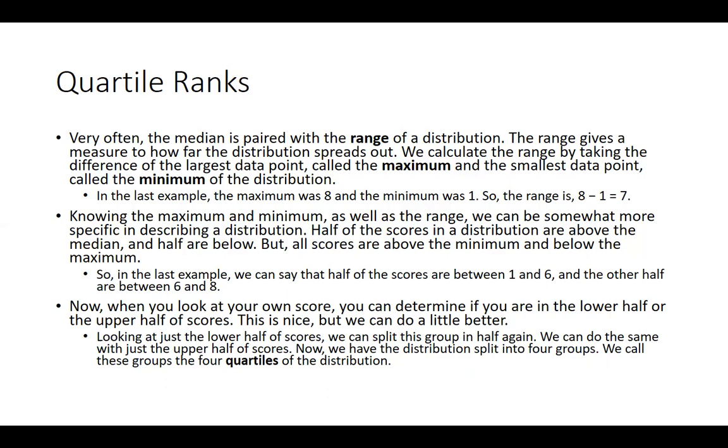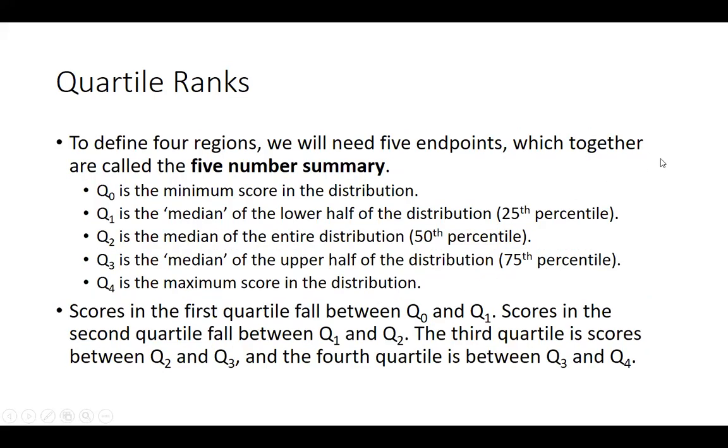Looking at just the lower half of scores, we can split this group in half again. We can do the same with just the upper half of scores. Now we have the distribution split into 4 groups. We call these groups the 4 quartiles of the distribution. To define 4 regions, we will need 5 endpoints, which together are called the 5-number summary.